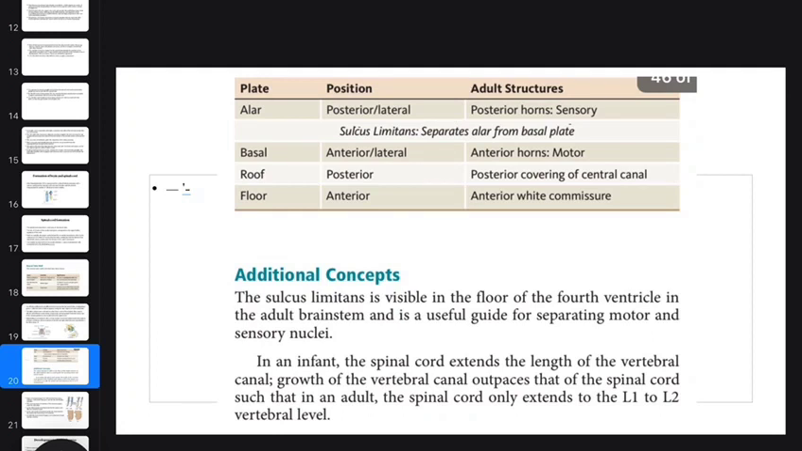Then, coming to the additional concepts, the sulcus limitans is visible in the floor of the fourth ventricle in the adult brainstem and is a useful guide for separating the motor and the sensory nuclei. In an infant, the spinal cord extends the length of the vertebral canal. Growth of the vertebral canal outpaces that of the spinal cord, such that in the adult, the spinal cord only extends to the L1 L2 vertebral level.